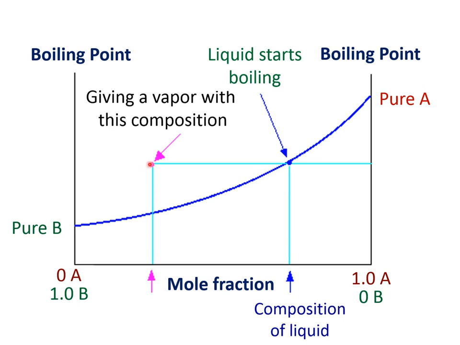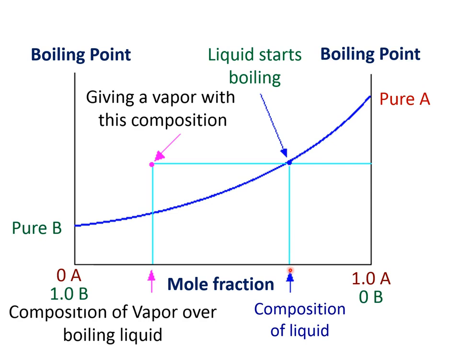This is a single point for a single solution. If you started at this point here, the blue one, with this composition, the vapor will have the composition on the rose line here. This is a single point in the line that we want to plot for the composition of the vapor. So this composition in the vapor corresponds to the other composition in the solution phase. So this is the composition of the liquid, and the liquid starts boiling at this point, and this will give the vapor composition.